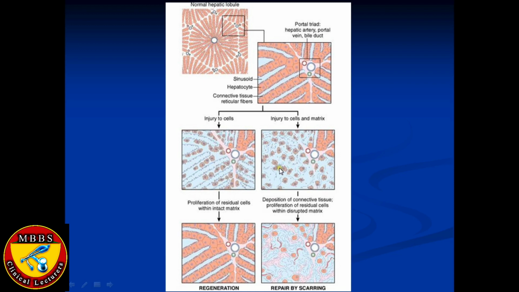But if the connective tissue framework is lost, as may occur in the severe chronic inflammatory conditions, then although the cells are proliferating, they will not be able to align themselves as with the normal architecture, and therefore the cell replacement would take place by connective tissue, and this would be called scarring.